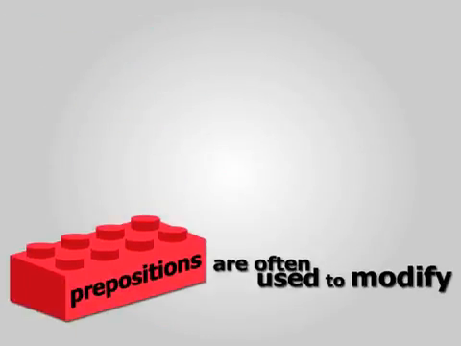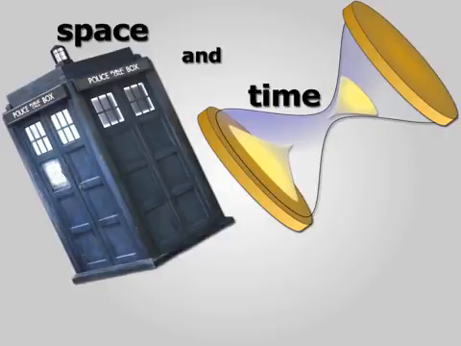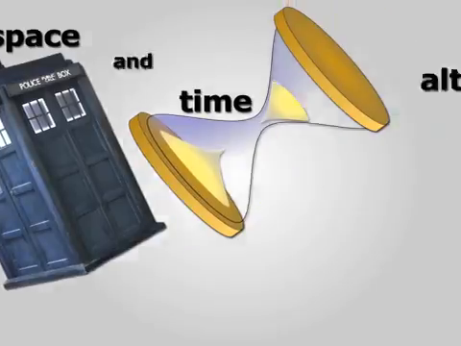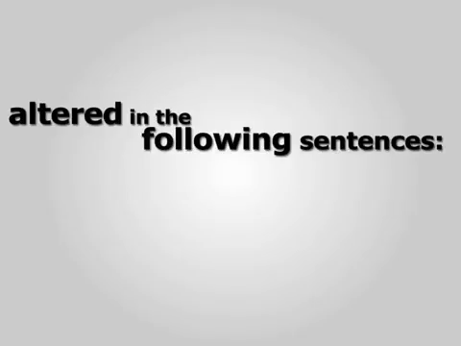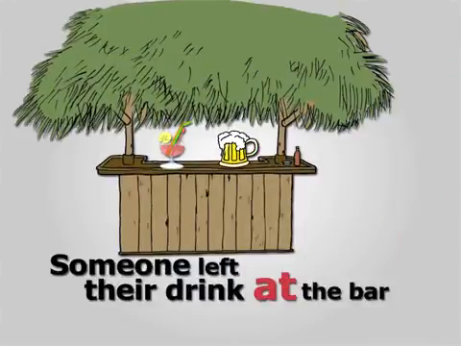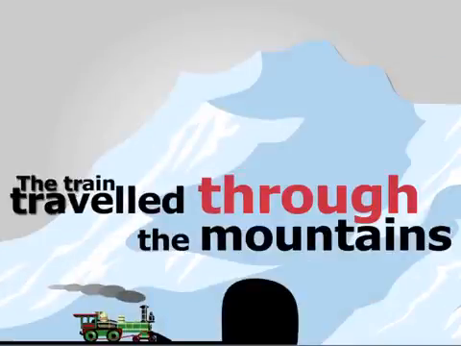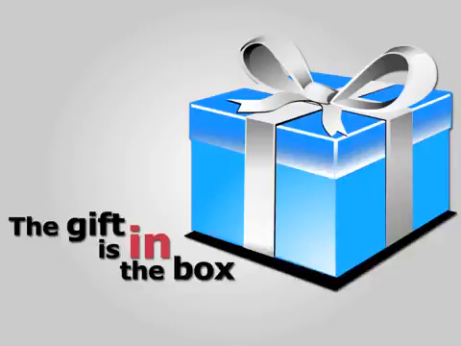Prepositions are often used to modify space and time. Consider how space and time are altered in the following sentences. Someone left their drink at the bar. The train traveled through the mountains. The gift is in the box.